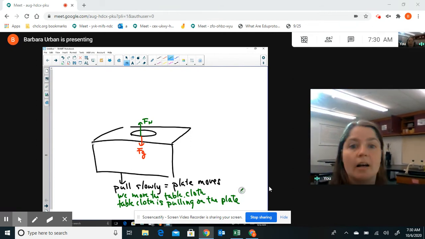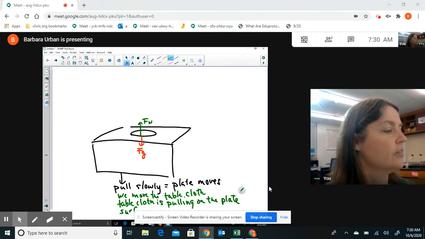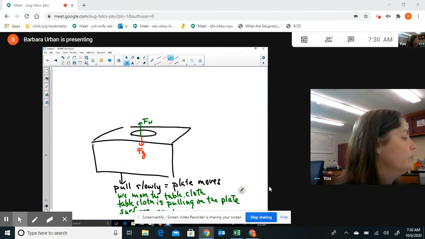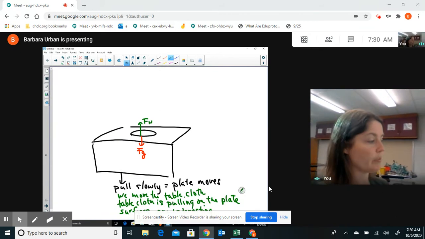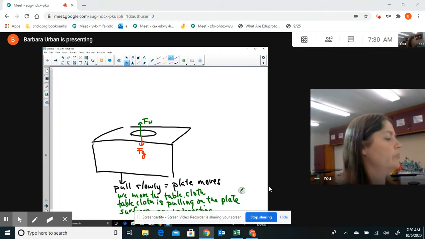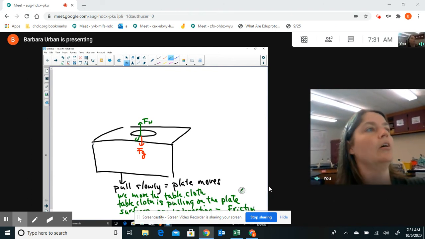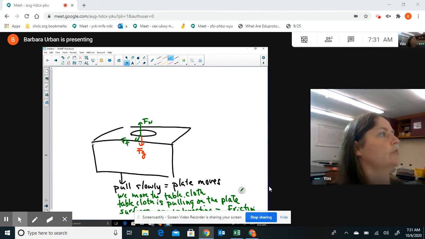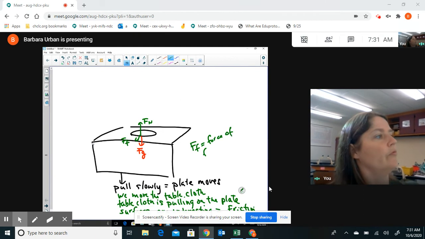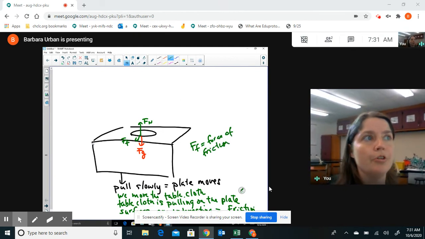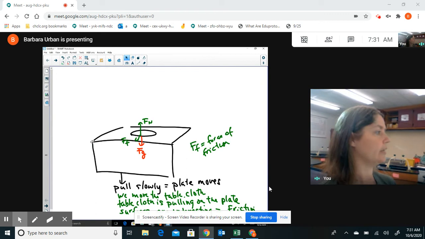So what's in contact with the plate and the tablecloth are the surfaces. So the surfaces are interacting. And we've talked about this the other day, that basically surfaces interacting is friction. So what's actually pulling the plate along is the force of friction. So this is one of the few times where friction is actually in the same direction as the motion, because it's the only force on our plate here.